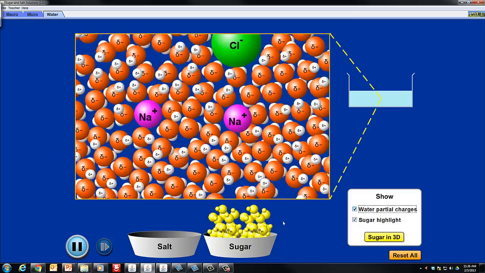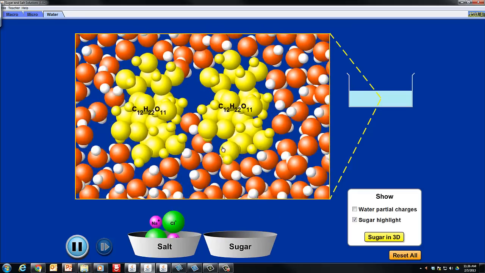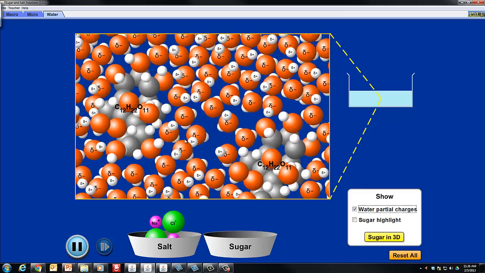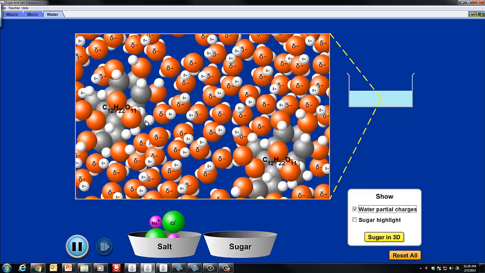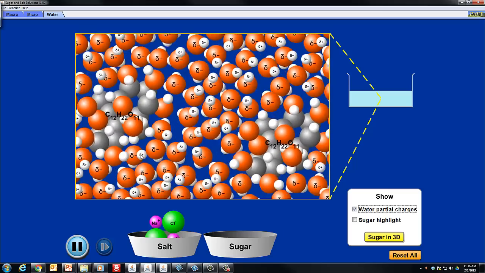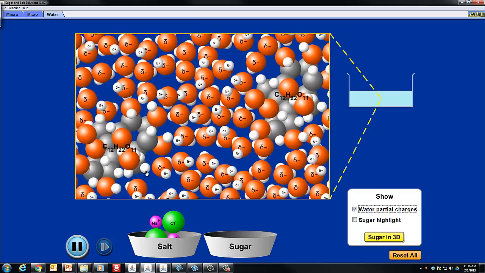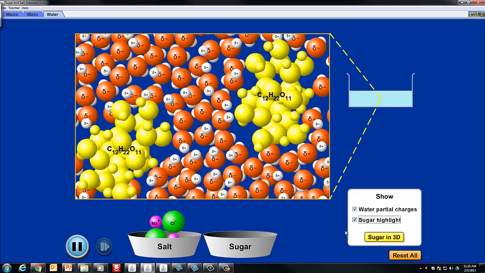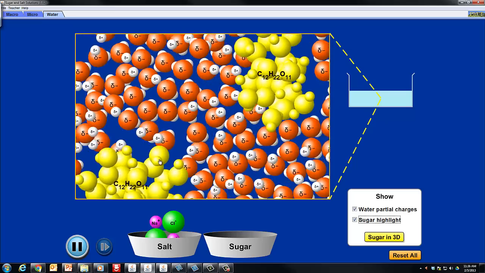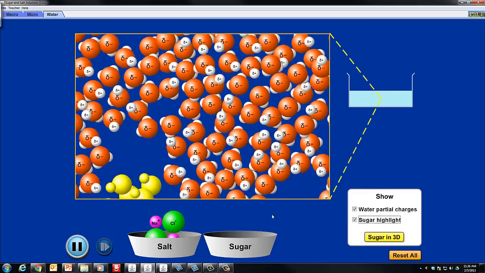Now let's look at sugar. Let me reset this, and let's look at our sugar. Sugar is not ionic. It is covalent. Let's unhighlight the sugar. I put the partial charges on all the water so you can tell the difference. Sugar is made up of hydrogens and oxygens as well, and they are colored red and white. If you notice, the oxygens will line up with the hydrogens on the sugar molecule. Now I'm going to highlight the sugar molecule because it's so difficult to see. But that's how water dissolves it as well. Because water is polar, it can dissolve many, many things.